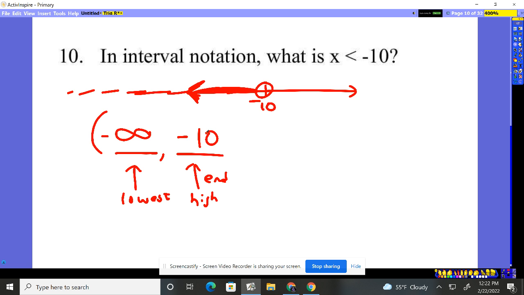Now, do I put a parenthesis or bracket? A bracket means it includes negative 10, but notice we have an open circle. It doesn't have an or equal to. So we simply use a parenthesis. Again, a bracket would mean it includes negative 10.